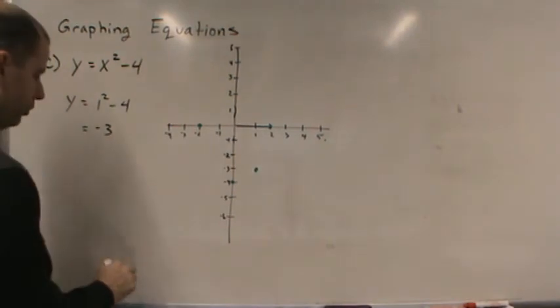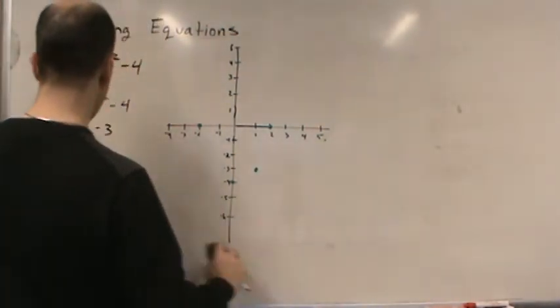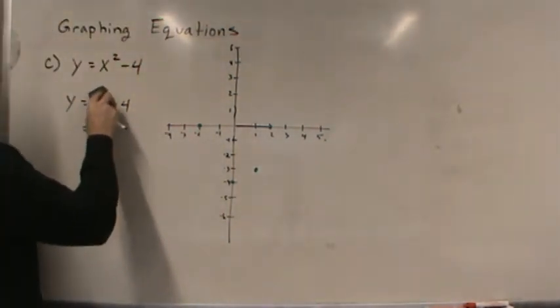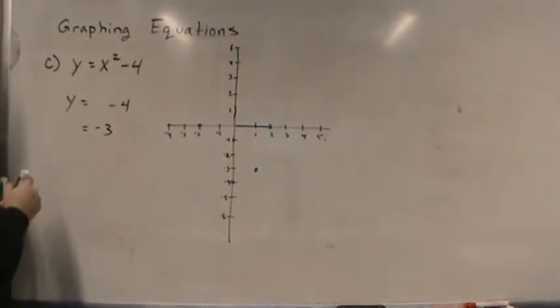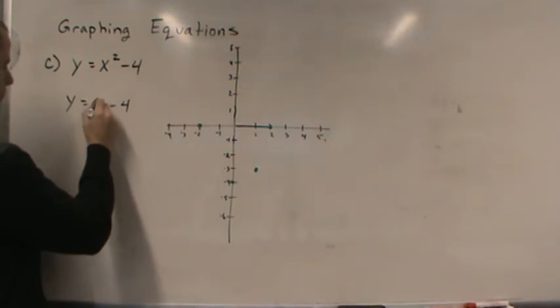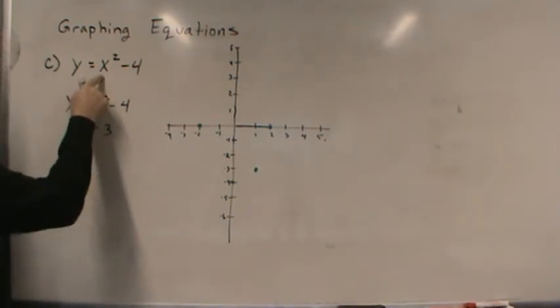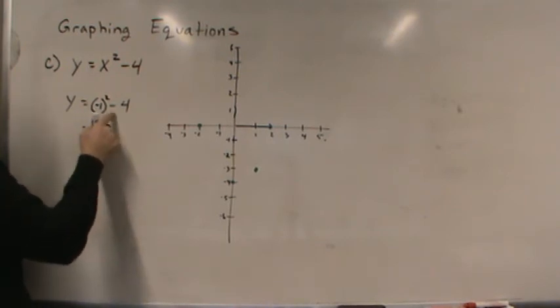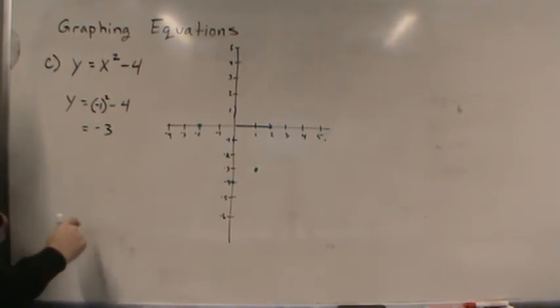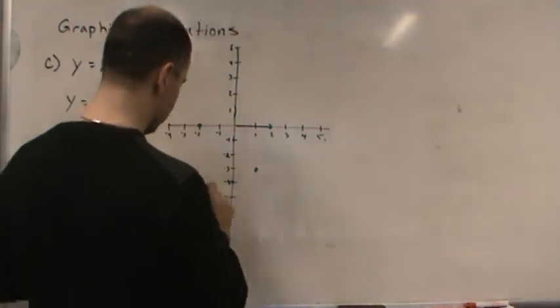Okay, and if we do negative 1, guess what? We're going to get the same answer. So if we do negative 1, right? So plug in negative 1 for x. So negative 1 squared still gives us 1. 1 minus 4 is negative 3. So at negative 1, we also still get negative 3.